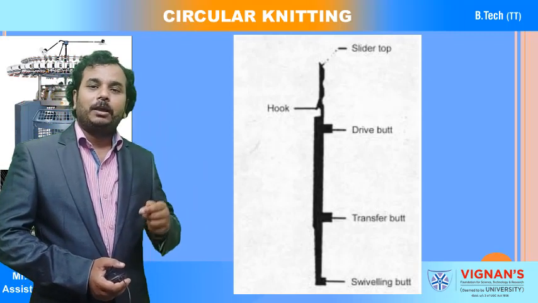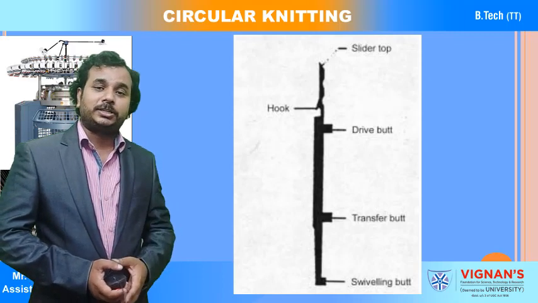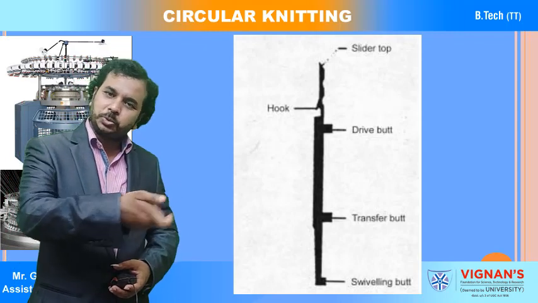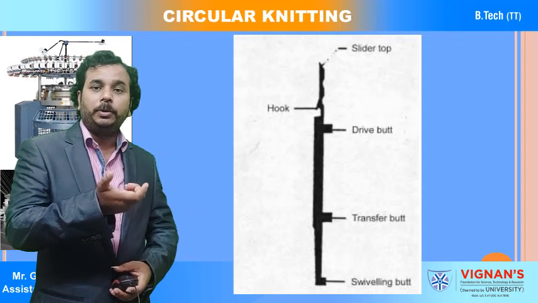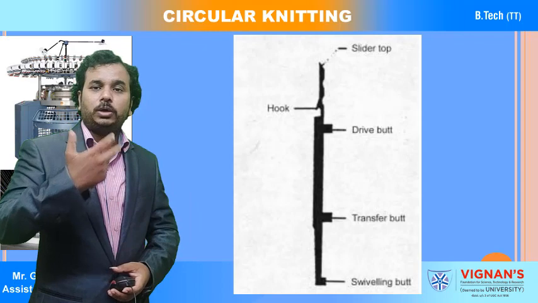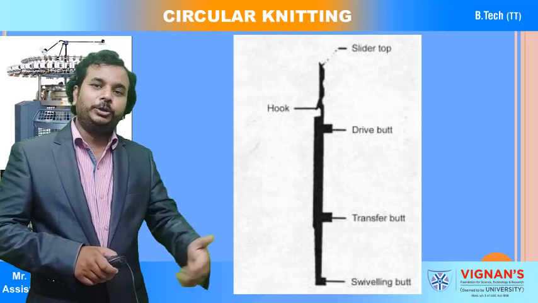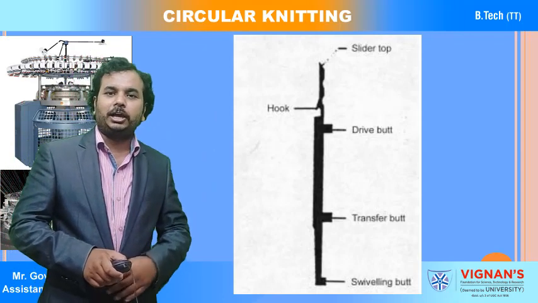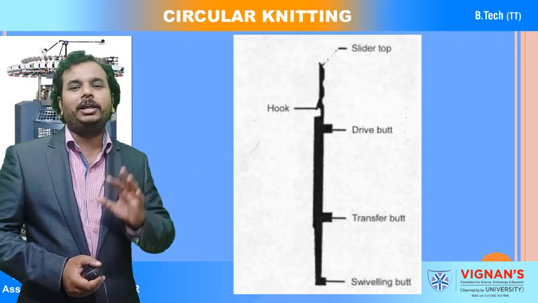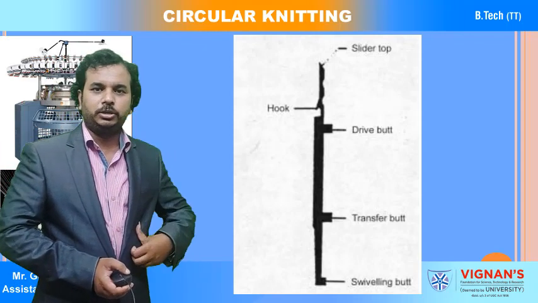There is a change in the loop formation process. The first time, the new loop is formed through the old loop from the left side to the right side, and in the second course from the right side to the left side. So if you want to produce this kind of structure, you should have a loop transfer system, or you should have a double needle hook system. A double latch needle hook system is required.